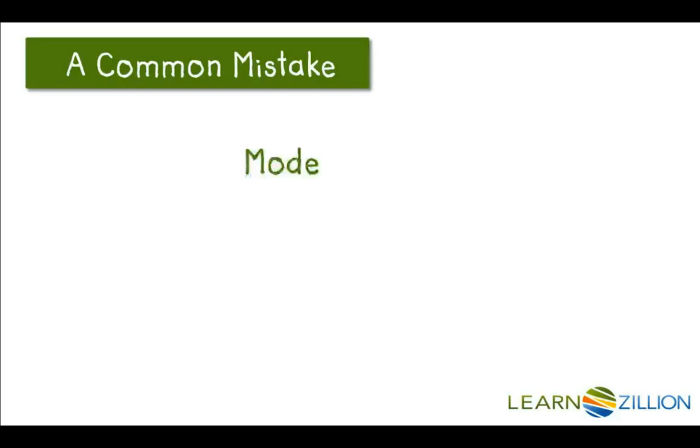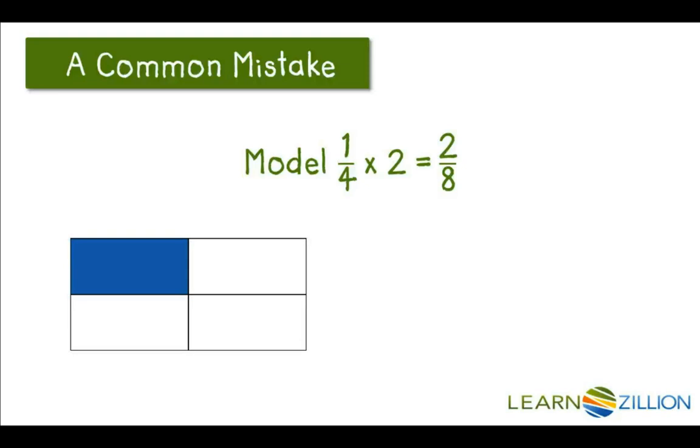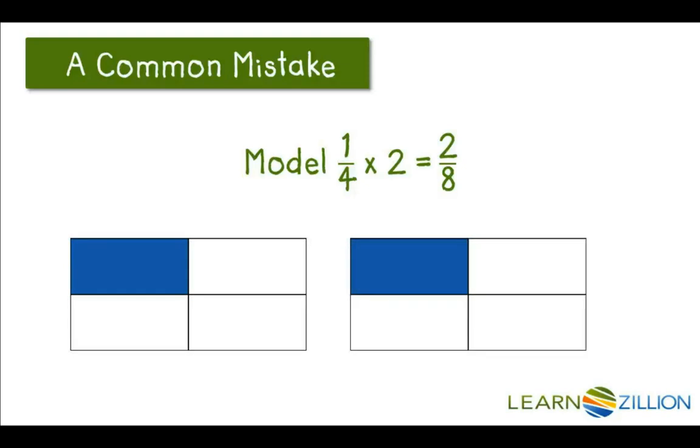Let's look at a common mistake. When modeling the multiplication of fractions and whole numbers, students will sometimes model the fractions and add the numerators, then add the denominators, such as 1/4 times 2 equals 2/8. The product should be 2/4 and not 2/8.